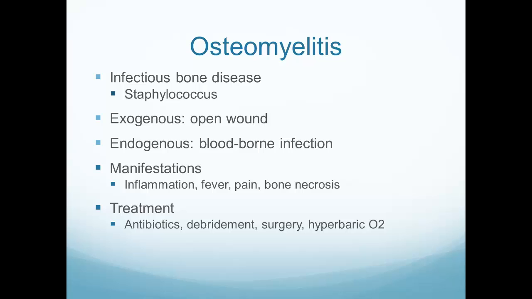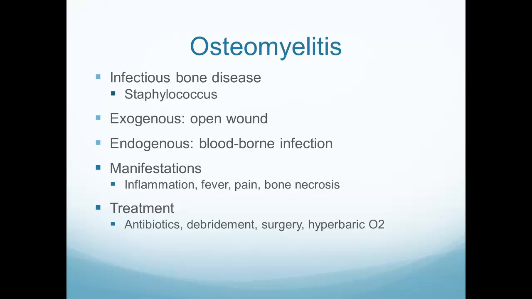Okay, now we have an object from outside the body, potentially containing pathogens, that has gone all the way down to the bone and has introduced that bacteria right into the bone. That's an exogenous type. We have an open wound, and bacteria from outside the body gets into the bone. We can also have a blood-borne infection where some of that bacteria gets stuck in the bone marrow and causes an osteomyelitis. Either way, we have a bone infection.